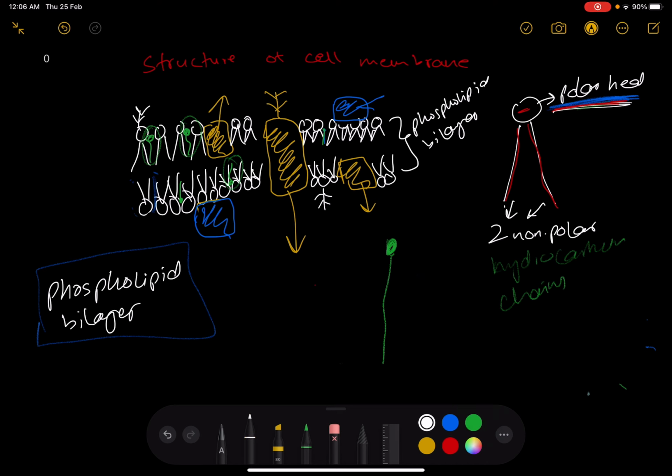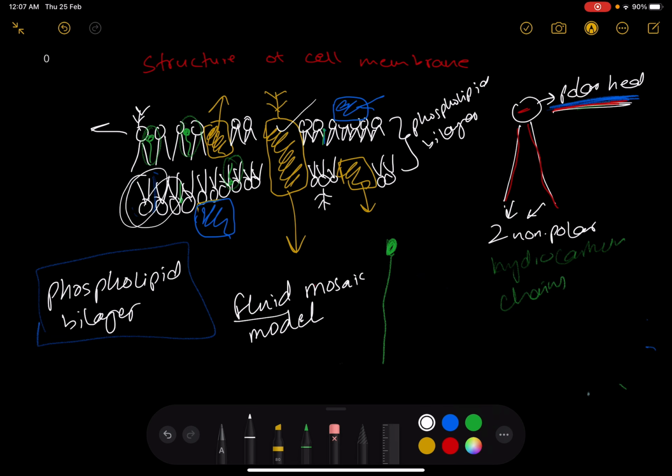In reality, these protein molecules that are embedded within the phospholipid bilayer are not static. They are constantly moving around. So this type of model of the cell membrane is called the fluid mosaic model. Why is that so? Well, fluid because none of these components, either these proteins or these phospholipids, are static.